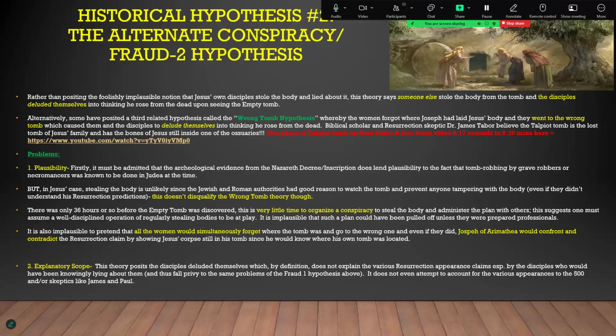In terms of plausibility, it must be admitted that in terms of somebody else stealing the body, we do have archaeological evidence from the Nazareth decree, the inscription we learned about in week 2, that suggests there are times when people rob graves. Grave robbing happened in ancient Judea. And there are various alternatives. One might say maybe someone is robbing the tomb. Well, that doesn't seem plausible with Jesus. He wasn't buried with any rich jewelry that someone would want to rob. But someone might argue maybe a necromancer or something like that.